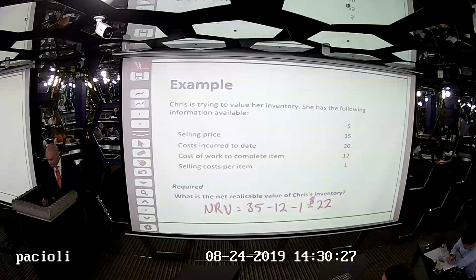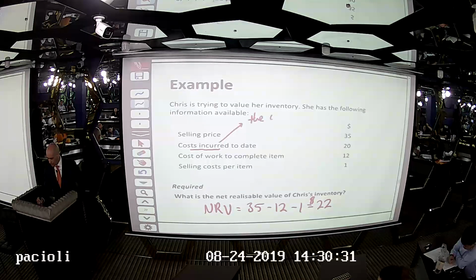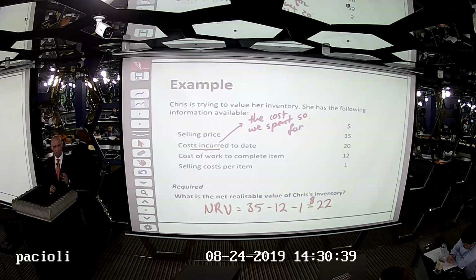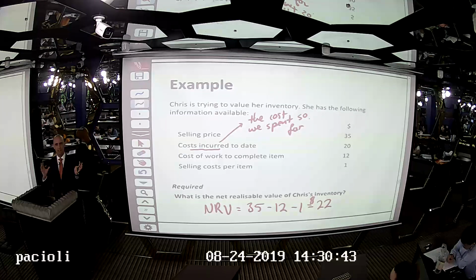What is the cost incurred? It means the cost we spent so far. The cost we spent to make the inventory so far. Like if you have an inventory of a house, it means how much did you spend so far to make this house?